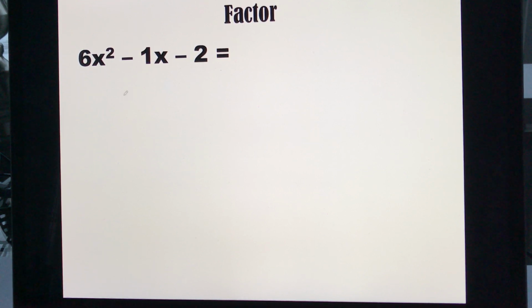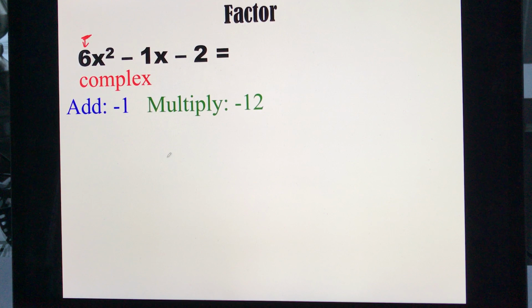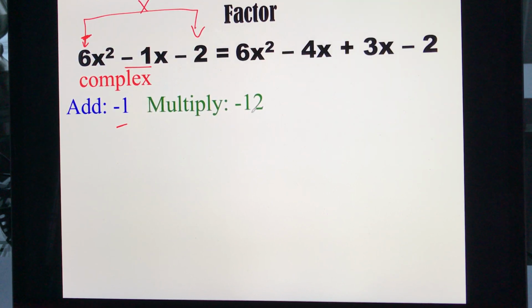So here's my trinomial. It's complex because this is not a 1 over here. This is a number. So I can't just put my two brackets down. So my strategy is, what's called complex, I need to try to find two numbers that add to my middle, which is negative 1, but multiply to the first times the last, the 6 times negative 2. 6 times negative 2 is negative 12. That's what I'm trying to find. Two numbers that add to negative 1 and multiply to negative 12. When I think of those numbers, they are negative 4 and positive 3.